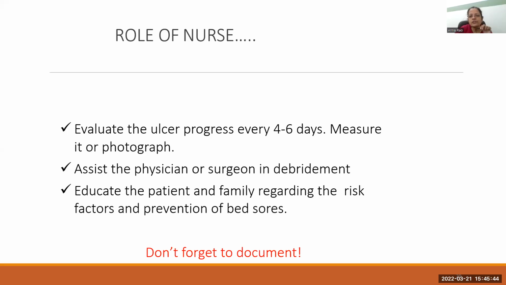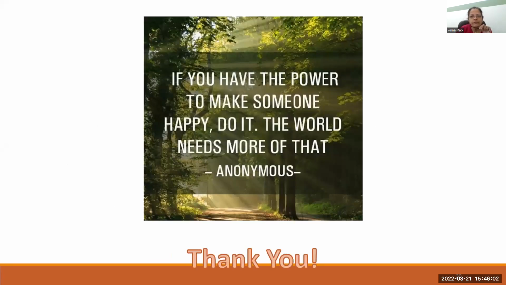Assist the physician or surgeon in debridement whenever required. Educate the patient and family regarding the risk factors and treatment also. Not to forget to document. So with this note, I would like to end my presentation. We can discuss if there are any points.